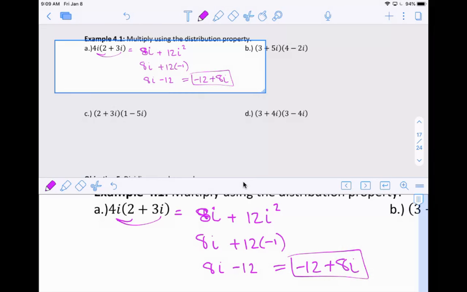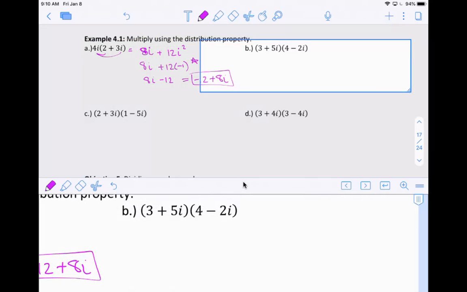So one additional step with these, you may want to put a star by it so you remember to do it. Just make sure you save it for the end. Do all of your multiplication first and then simplify, just like normal, right? Consider it another combining or another simplify step. Let's do another one here.